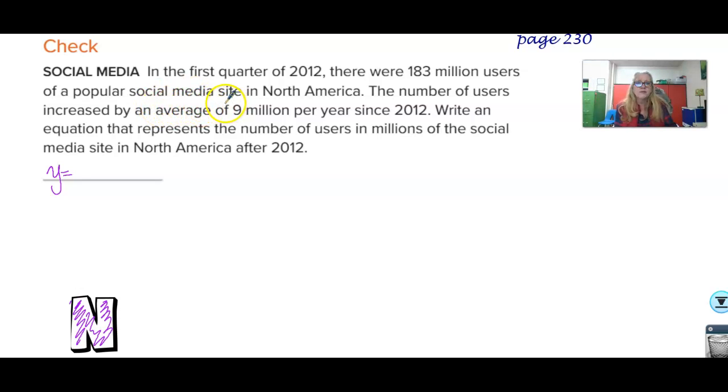All right, which one of these numbers is the rate of change and which one is the y-intercept? Which one is the starting point? Well, the starting point is 183, so this is our B. The rate of change is 9 million per year. That's always a tip-off that that's your rate of change if you see per something or other. So 9 is our rate of change. We put that in front of the X, and then this is our starting point, our y-intercept, and it would be positive because you can't have negative users. There's your equation. Much easier to do without all the blanks.